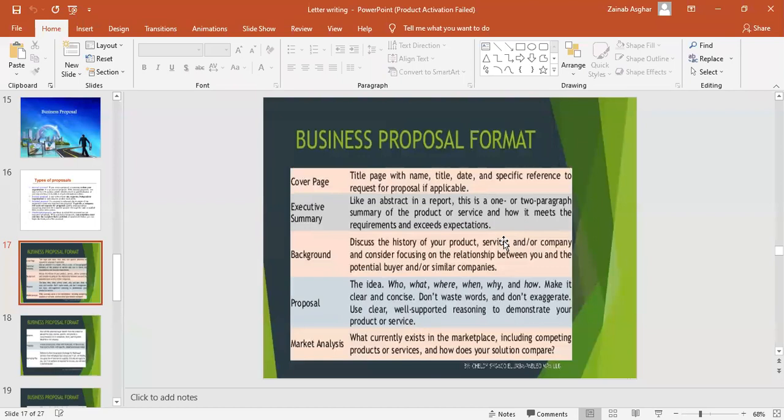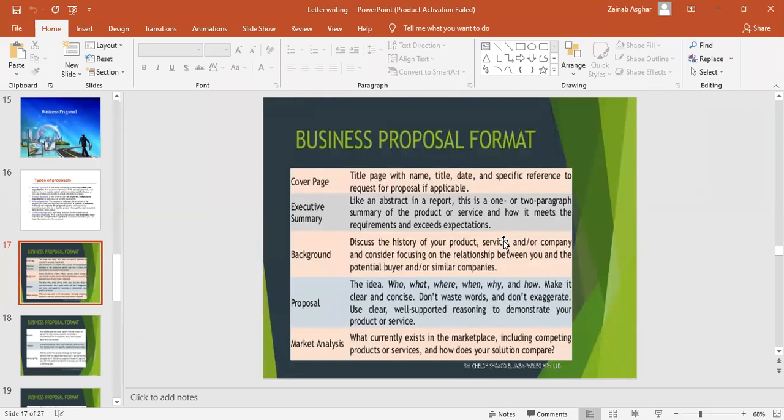When you write down a cover page, you'd include the title page with your name, the title of the business, then date, and a specific reference to request for proposal if applicable. Like if that is with the reference to something or someone, you need to write it down at the end of that title page. Otherwise, you don't need to go for it. You can just stop it with the company logos and that's it.